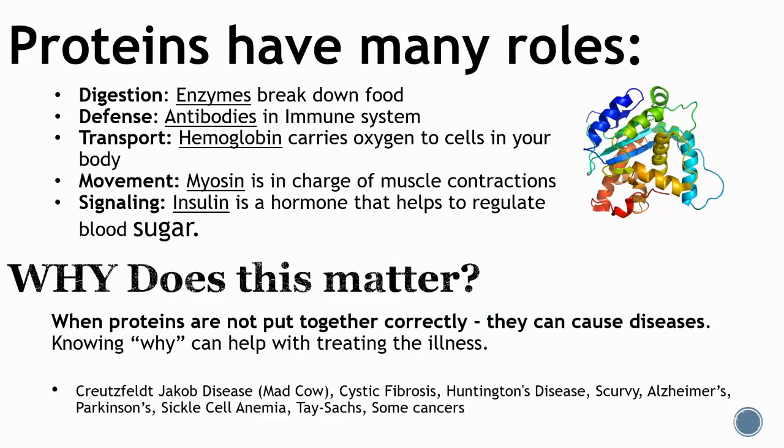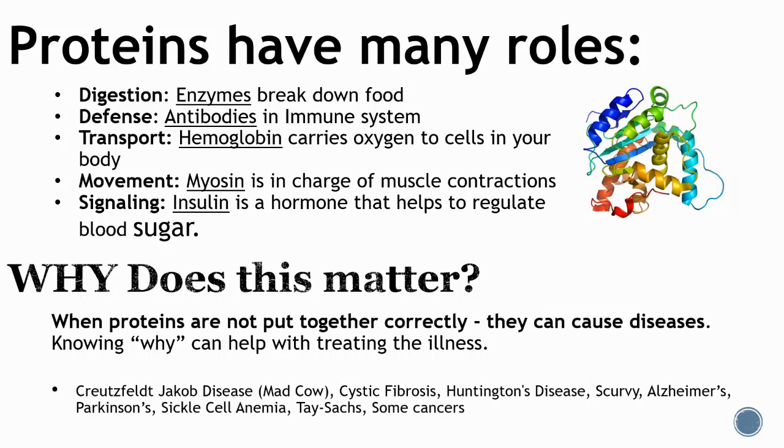And proteins have a lot of different jobs in our body, and they help us do a lot of different things. You can see just a short list on the screen right here of some of the jobs that they have. And it's important to know how proteins are put together because if a mistake happens and your body does not make proteins correctly, or one specific protein correctly, that can lead to disease and illness.